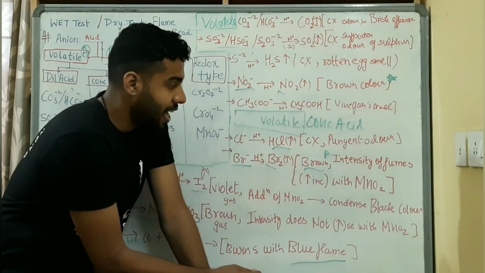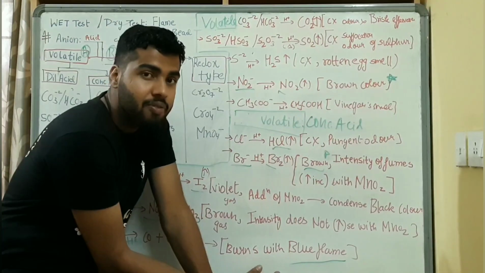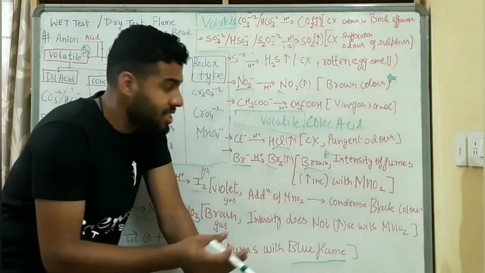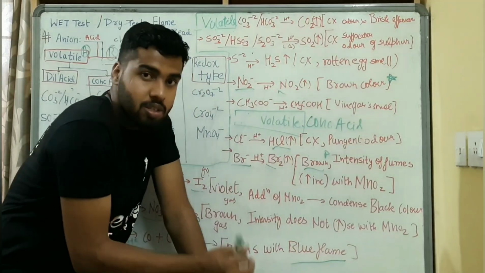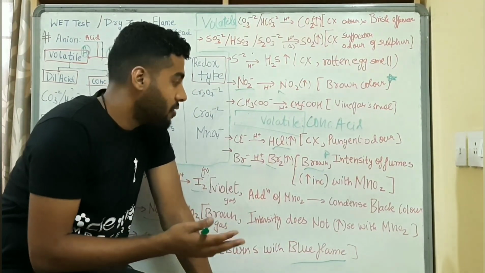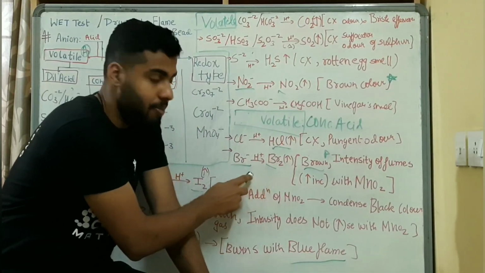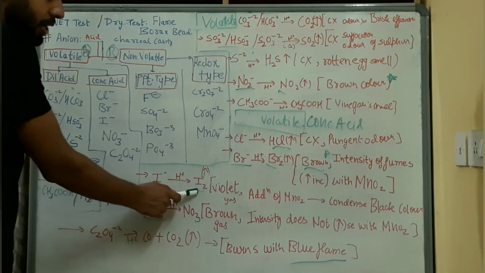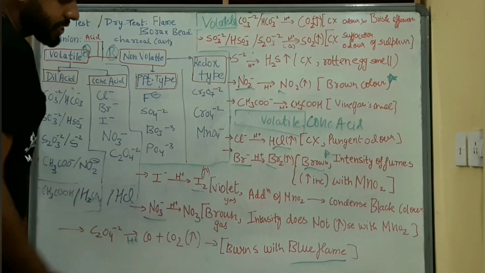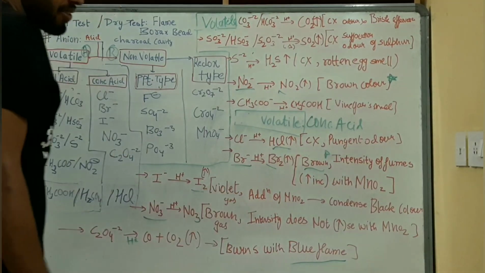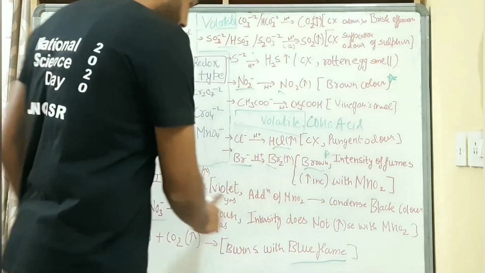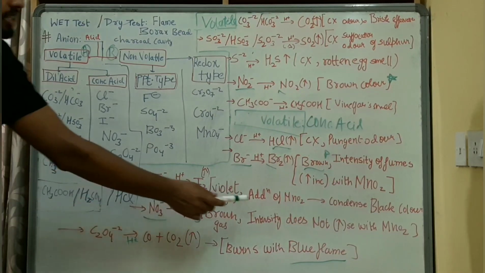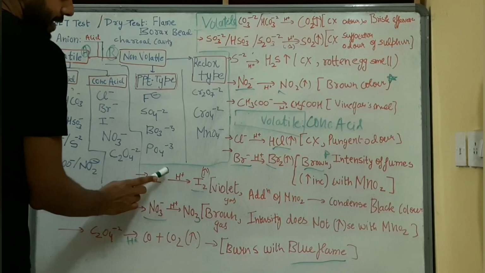So there can be a brown colored gas, and if you want a pre-confirmation test for Br minus radical, you can add MnO2 to this solution, and the intensity of fumes increases with MnO2. So there will be more fumes coming out of your test tube, and this could be due to Br minus radical. Next comes the I minus radical. If you add acid to it, it will form iodine gas, which is a violet gas, and addition of MnO2 will give you a condensed black colored substance, I2. This is actually a pre-confirmation test for I minus, right?